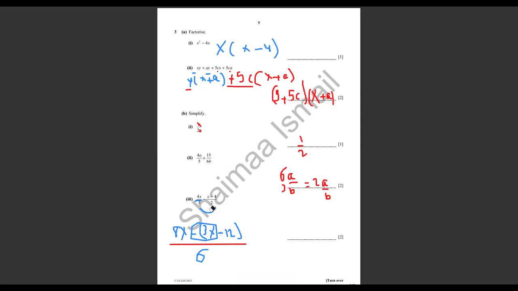Okay, let's do this. So it will be equal to 8x minus 3x plus 12, which equals 5x plus 12 over 2.